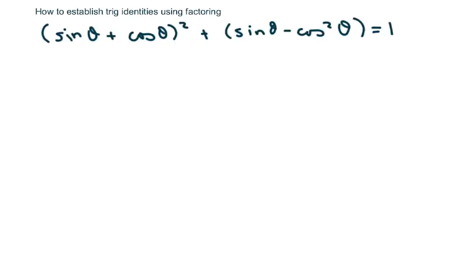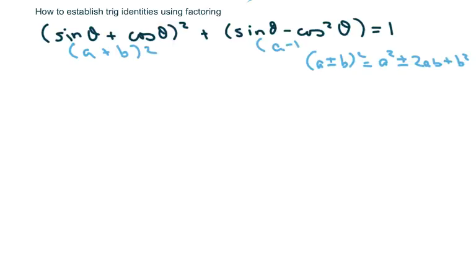Hi everyone, we're going to establish trig identities using factoring. In this case, we're going to be using the fact that (a plus or minus b) squared equals a squared plus or minus 2ab plus b squared. Because what we have here is (a plus b) squared, and this one is (a minus b) squared.